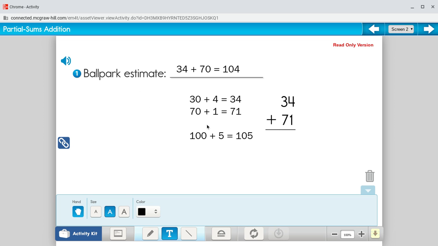Now, our ballpark estimate, remember, uses friendly numbers, just a way to check our answer. We're going to keep that 34 there, but we're going to take that 71 because it's really close to friendly number 70. And we're going to estimate that our answer is about 104. Now, 105 was our real answer. That is a really close estimate, only 1 away. Let's take a look at our next one.